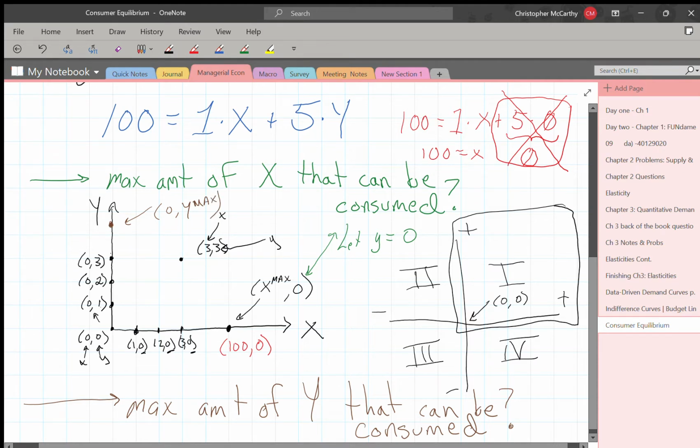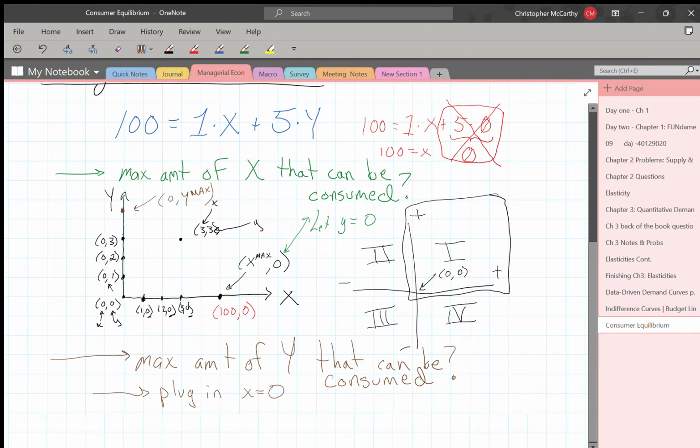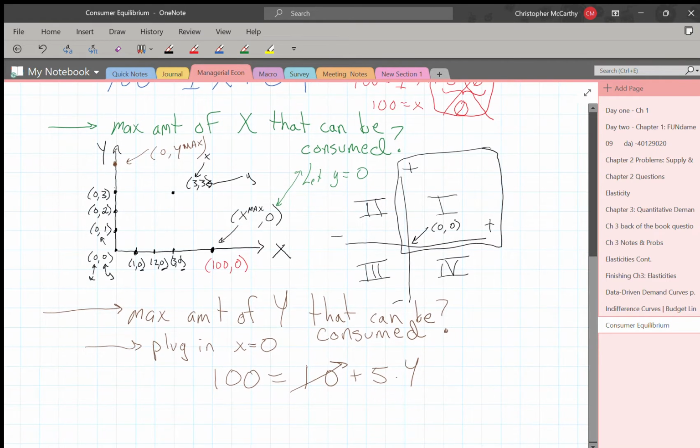So we're going to plug in 0 for x. And so this gives us 100 is equal to 1 times 0 plus 5 times y. 1 times 0 is just 0, so we cancel out that whole term. We're left with 100 is equal to 5y. So what does that give us as y? No worries. Divide by 5 from both sides. Yes, very good. So we end up with 20. So that's our point right here, 0, 20.